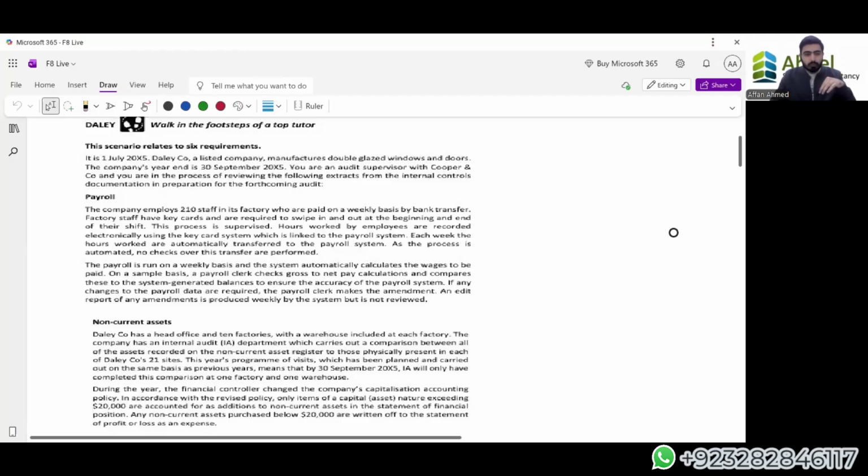So we see that these topics are the examiner's favorite. And if you have a good grip on the drafting techniques, if you have a very good grip on the analysis of the question, the scenarios, it would help you a lot in the examination. One common mistake everyone makes when they talk about substantive procedures and test of controls is that people tend to memorize them. Now, that is the wrong technique to do.